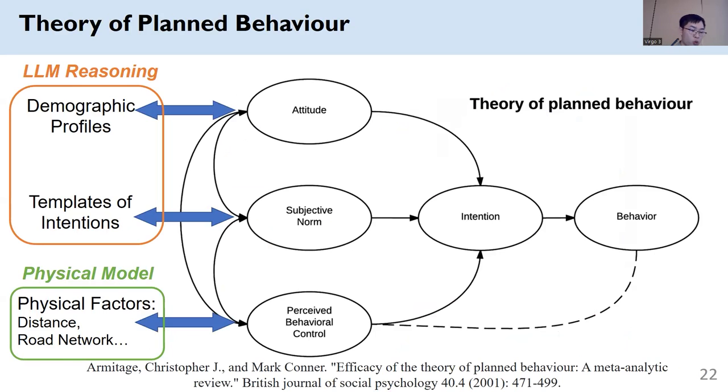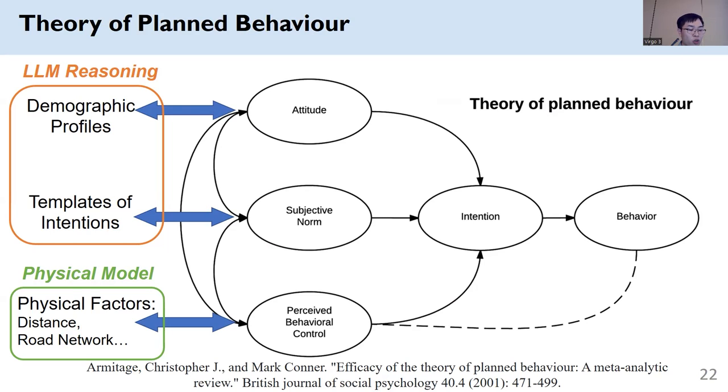In one of our recent works, we propose a framework that uses the theory of planned behavior, which is a theory to make sense of human behavior, trying to make the LLM into an agent that can simulate human behaviors. This theory has three elements: one is the attitude, the second is the subjective norm, and the third is the perceived behavior control.